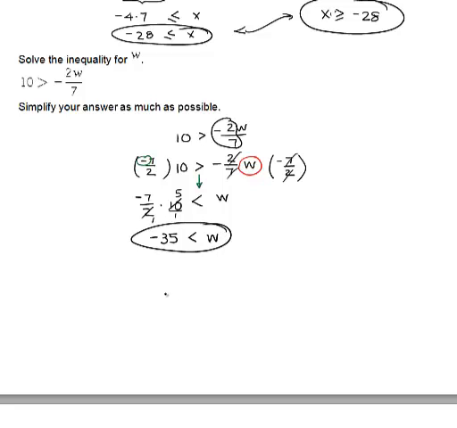So that's my answer. And again, if I wanted to rewrite it with my variable on the left, notice that the big mouth of my inequality is facing my w, so it has to continue to face my w. And I have negative 35 on the other side. So w is greater than negative 35. It's the equivalent of saying negative 35 is less than my w. Okay, so both of these are equivalent.